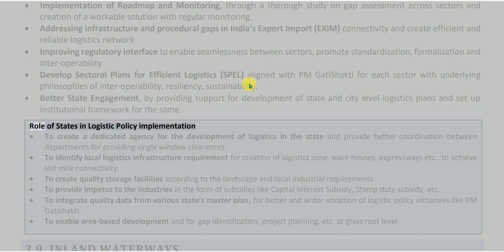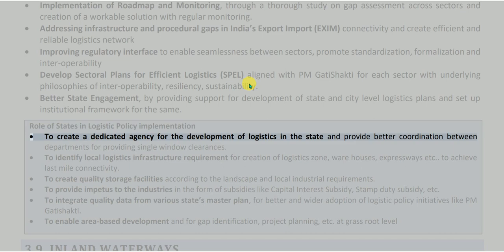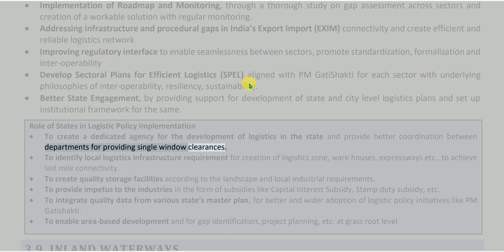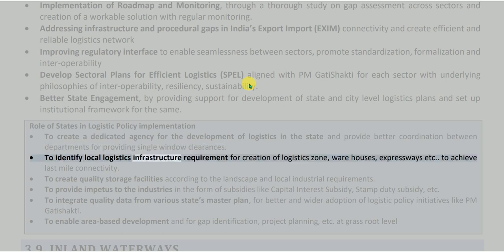Role of states in logistic policy implementation. To create a dedicated agency for the development of logistics in the state and provide better coordination between departments for providing single window clearances. To identify local logistics infrastructure requirements for creation of logistics zones, warehouses, expressways etc. to achieve last mile connectivity.